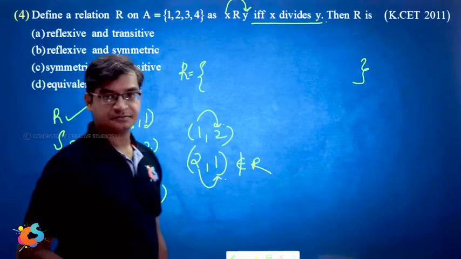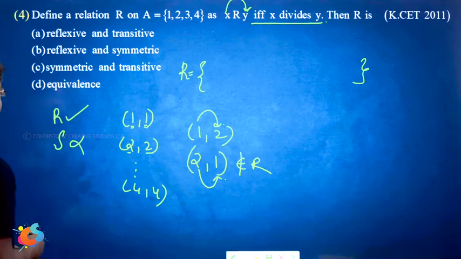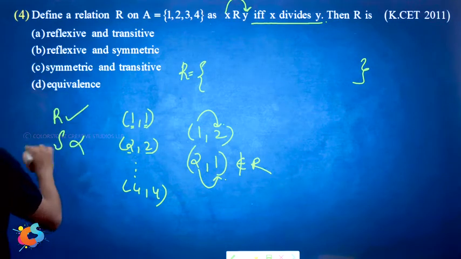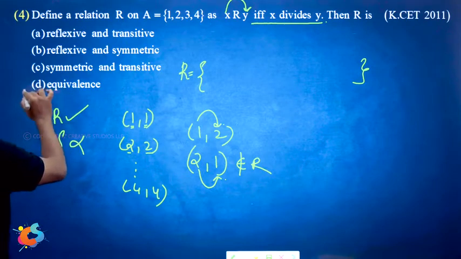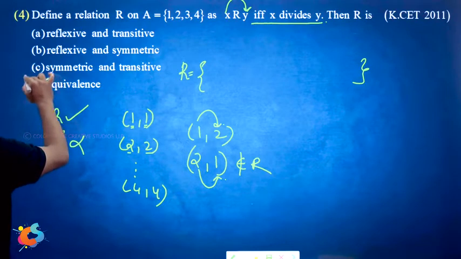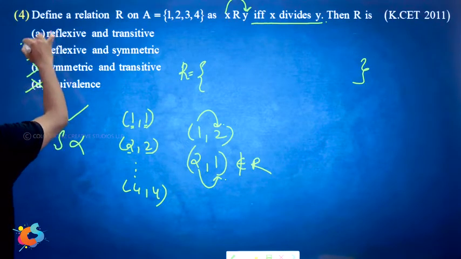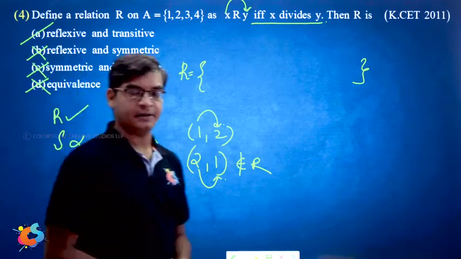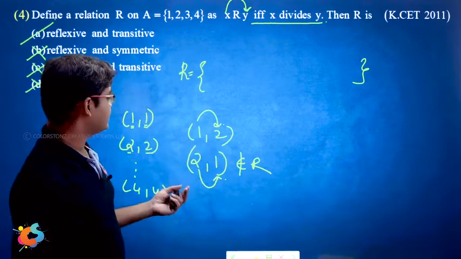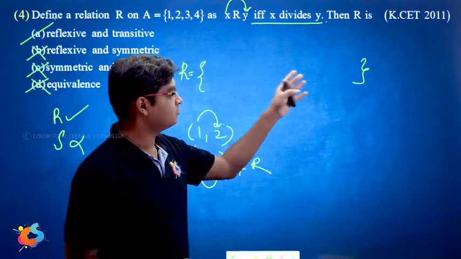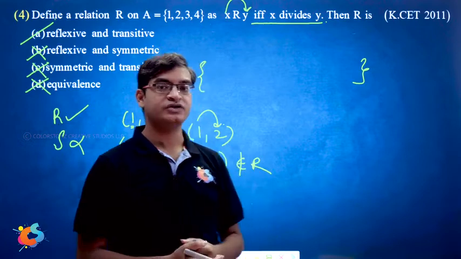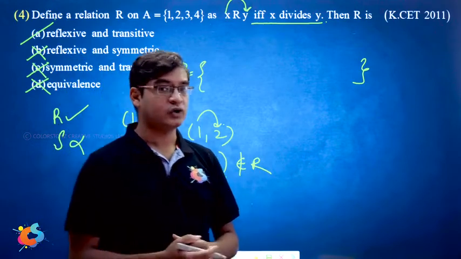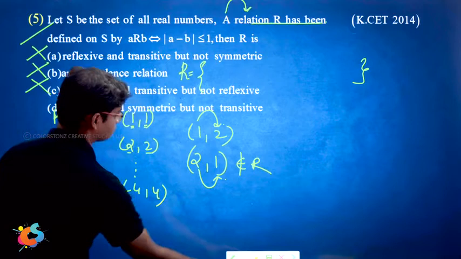Will it be transitive? Actually, if you see the options, you can eliminate options and come to the answer. This is not symmetric, we found out. If a relation is not symmetric, it is not an equivalence relation. So therefore, the answer is option A. You could write the whole relation and check transitivity, but we already got the answer, so there is no need to check for transitive.